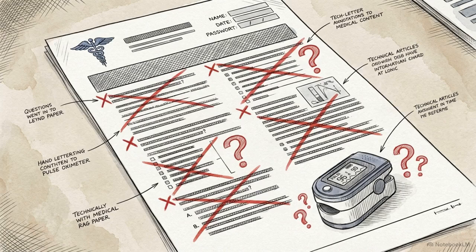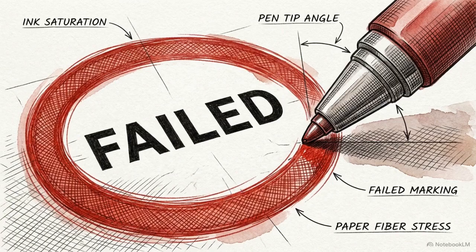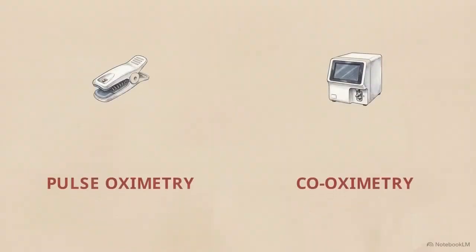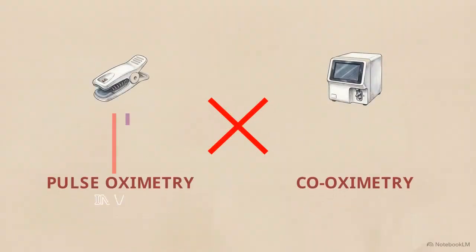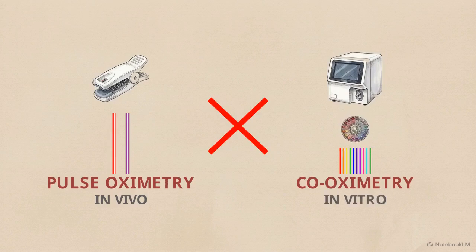In a recent UK Royal College of Anaesthetists primary exam, only 32% of candidates passed the question covering this exact discrepancy. The examiner's report noted a persistent issue. Candidates failed because they confused the underlying physics of standard pulse oximetry with the entirely different mechanics of co-oximetry.